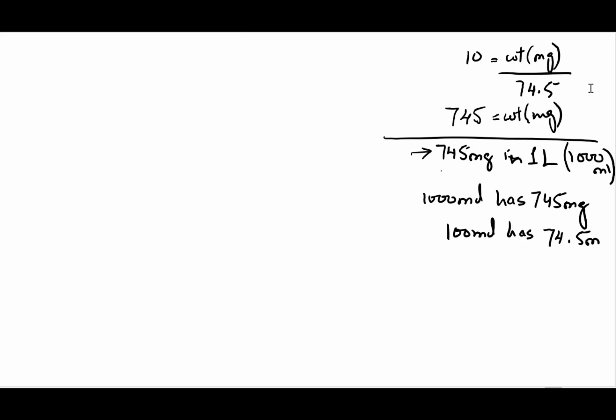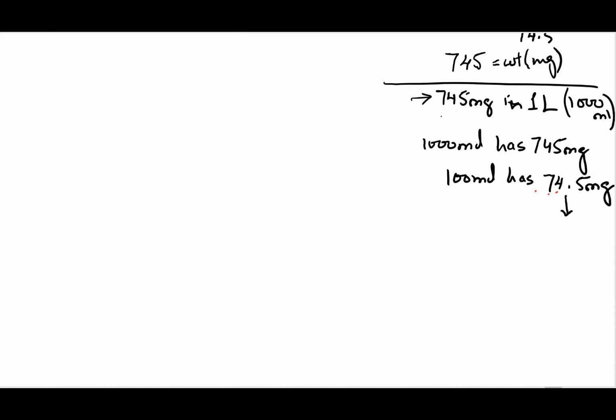But remember, the percentage is number of grams per 100 mil. So actually I want to find out how many grams are present in 100 mil. So let's just convert this into grams. Going from milligrams into grams, going from a smaller unit to a bigger unit, the decimal will move towards left by 3 places. So that will be 1, 2, 3, and that will be 0.0745 grams.